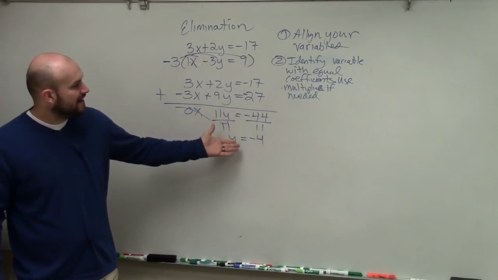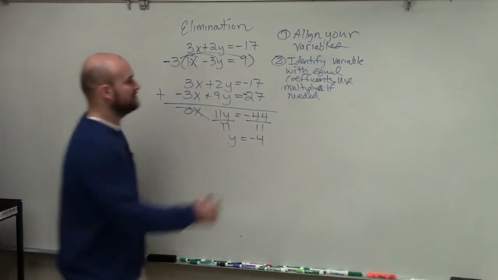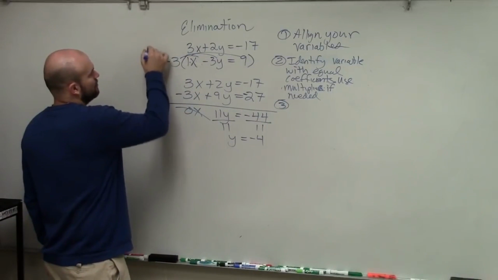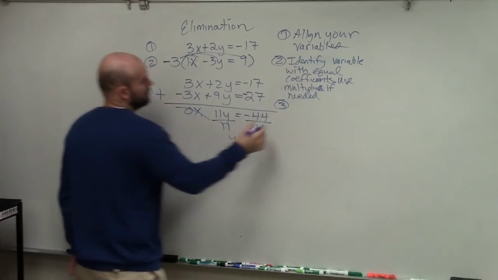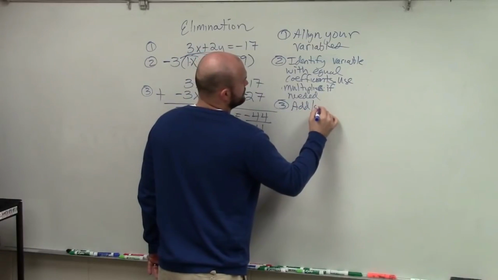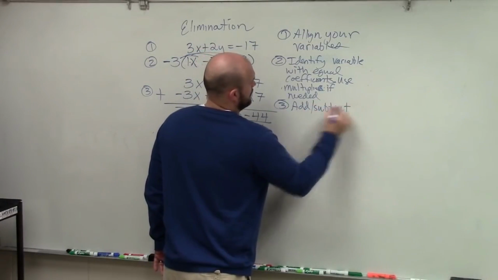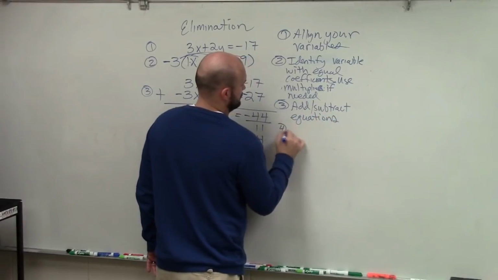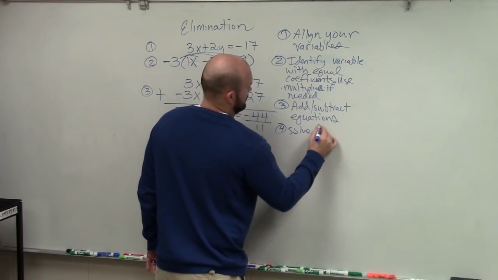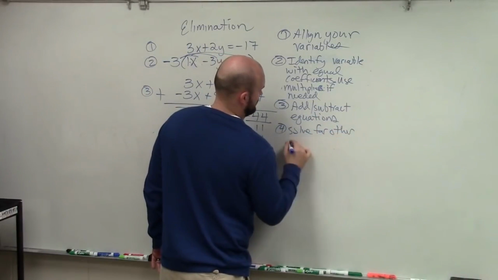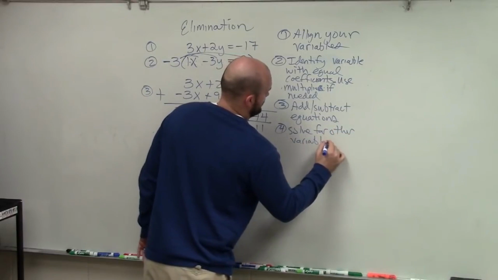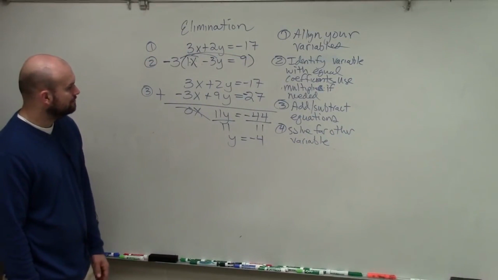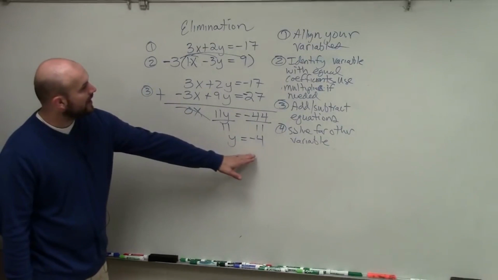All right? So identify your variables. I guess I should do that. So that was step number 2. Step 3 is add or subtract equations. So now I know y equals negative 4.